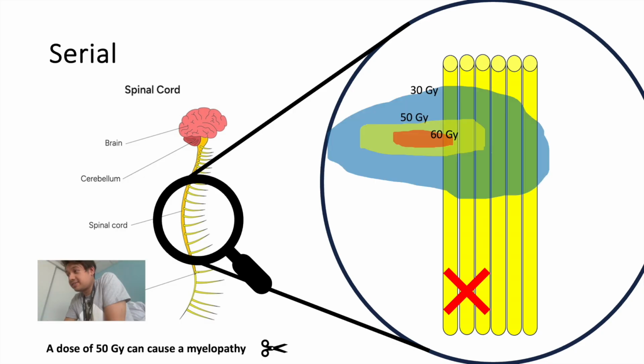Here we've got an example of a treatment near the spinal cord. You have the isodose 60 gray in red, the isodose 50 gray in yellow, and the isodose 30 gray in blue. The blue one doesn't cause much harm, but the yellow one, 50 gray, is too much for the spinal cord anywhere in the spinal cord. So here you have a risk of myelopathy.